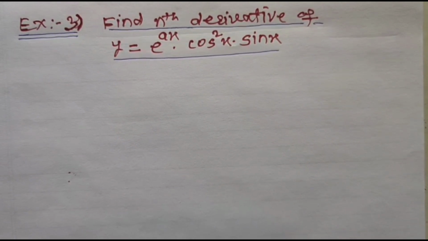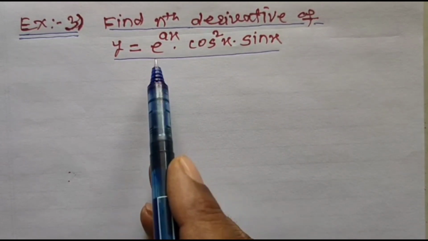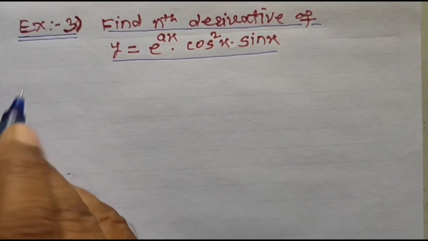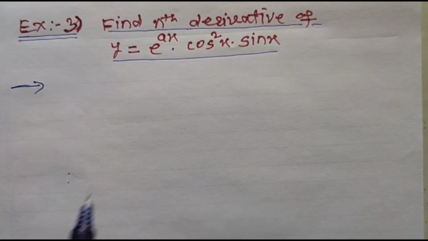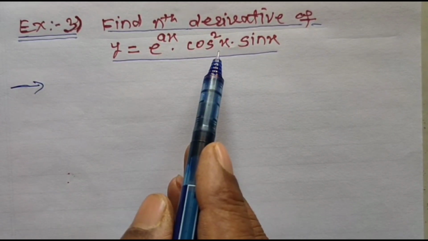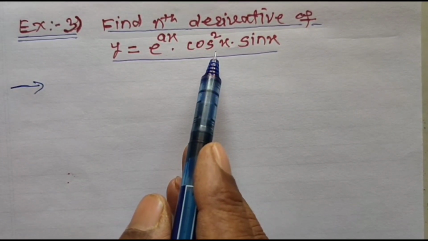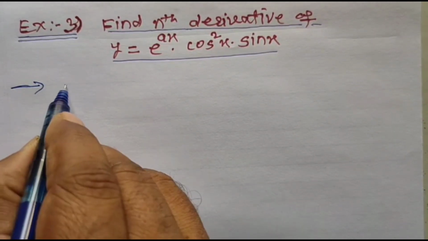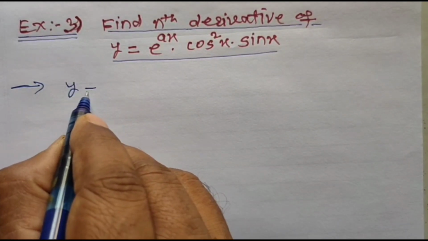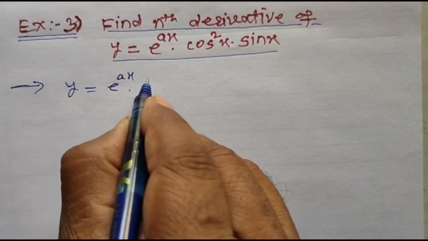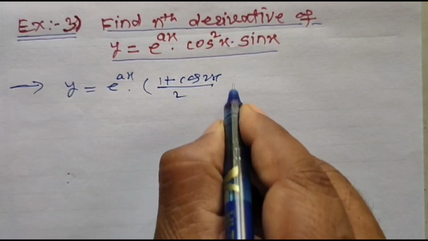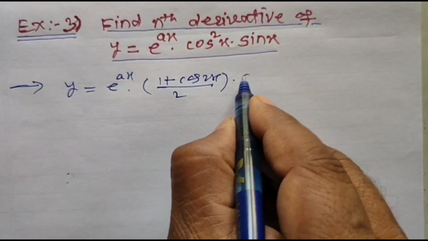Let us solve sum number 3. This one: find the nth derivative of y is equal to e to the power ax cos square x sin x. To find the nth derivative of this function, first of all try to get the given function in a standard form, then only we can apply the standard formula. So y is equal to e to the power ax cos square x, which can be written as 1 plus cos 2x divided by 2, into sin x.